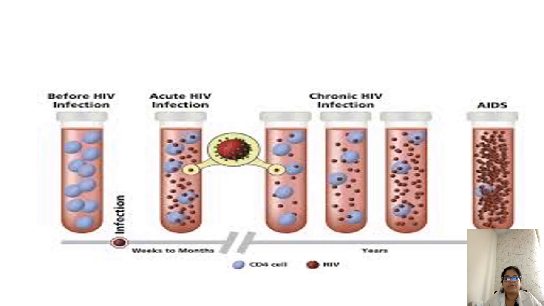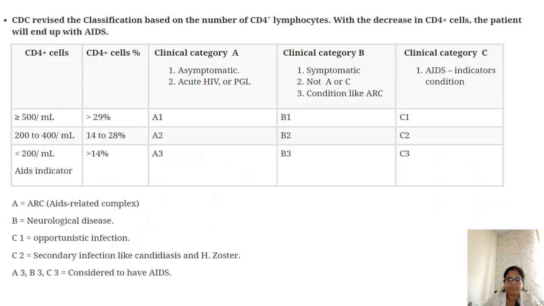So this is a diagrammatic representation of how a virus particle is seen, the viral load seen in the sample of an HIV case. Before HIV infection and after HIV infection, that is weeks to months and years together, and in the full-blown AIDS case, you have completely loaded virion particles in the sample.